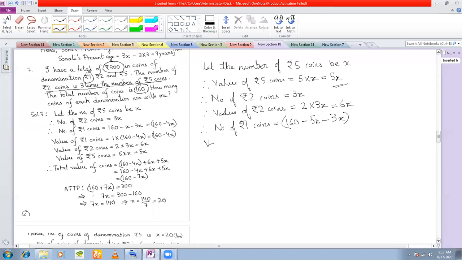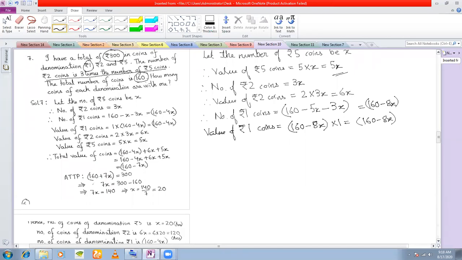What is the value of these rupee 1 coins? 160 minus, simplify this, 160 minus 8x, into 1, which is 160 minus 8x. So these are the values of rupee 1, rupee 2, and rupees 5 coins. And how much money do I have in total? 300. So all this must total up to 300.